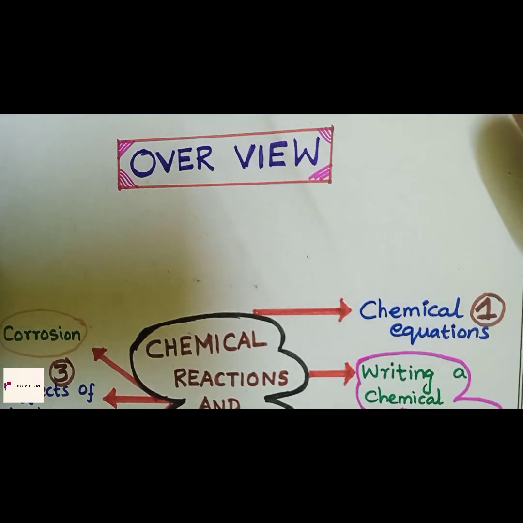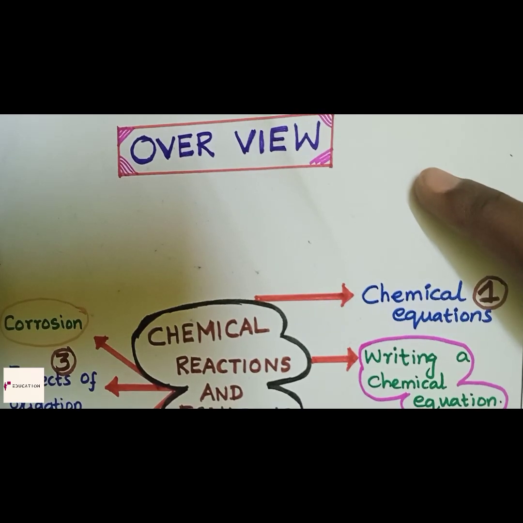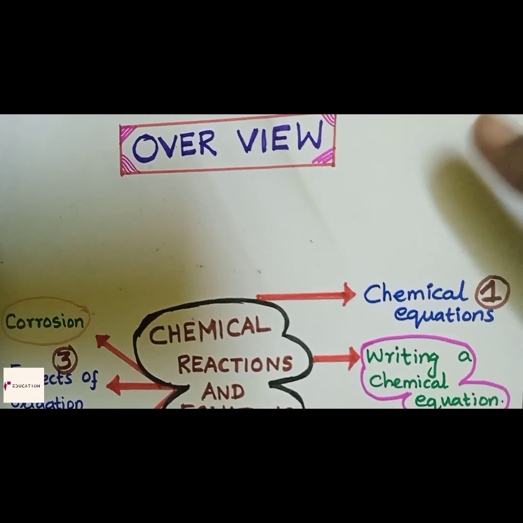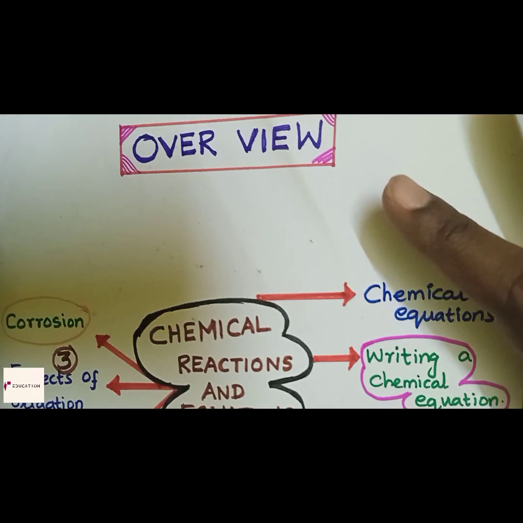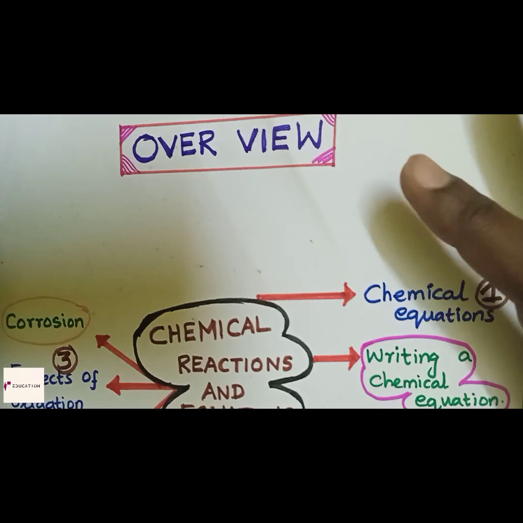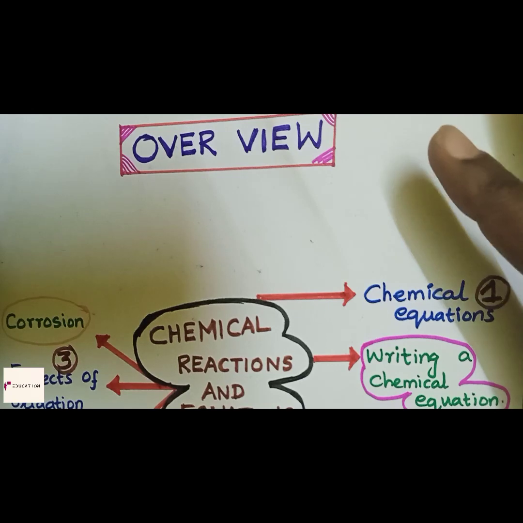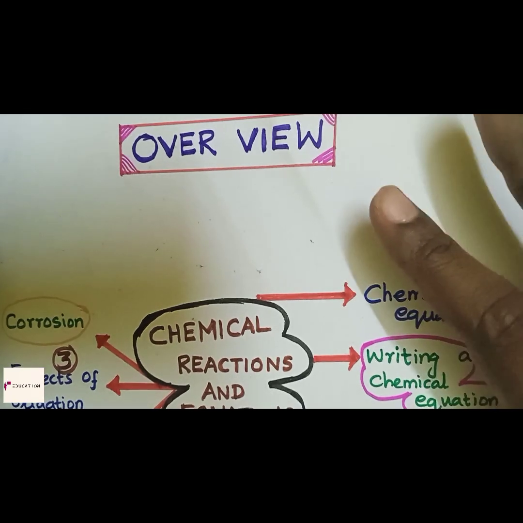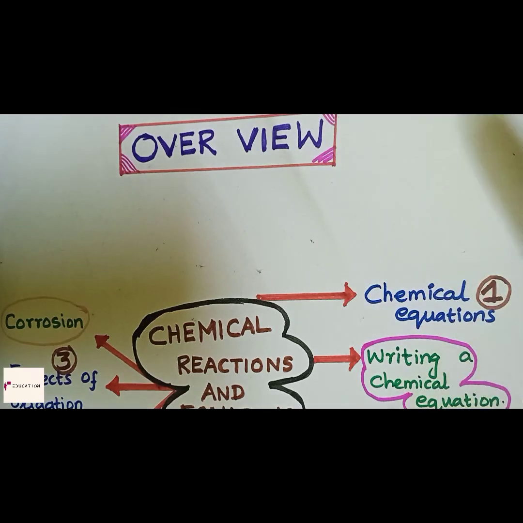Today what are we going to discuss here? The overview of chemical reactions and equations. This is the first chapter of chemistry in CBSE Science. Those who have completed this chapter, this overview will help you to recollect the points. Those who are going to start to read this chapter, this overview will help you to read the concept clearly.